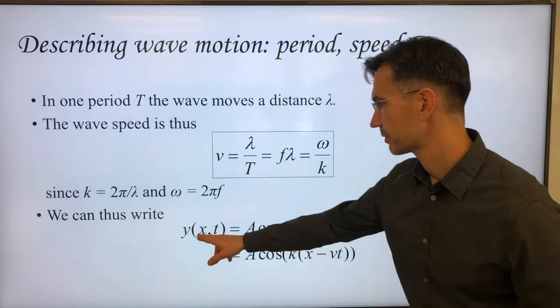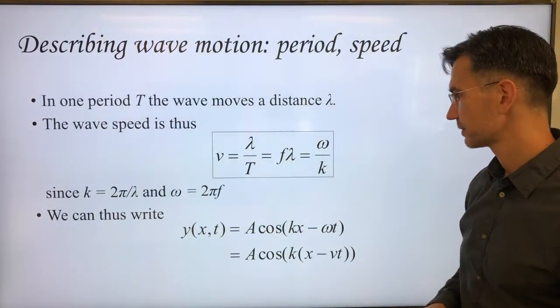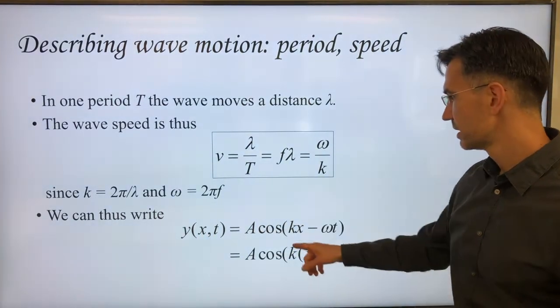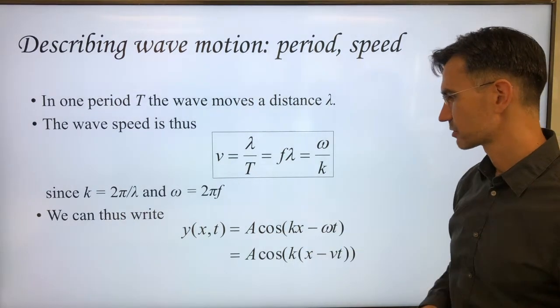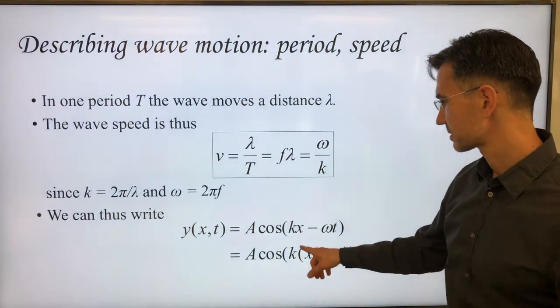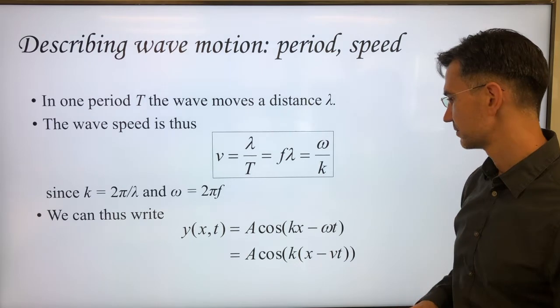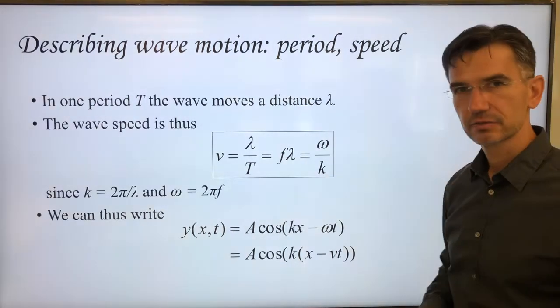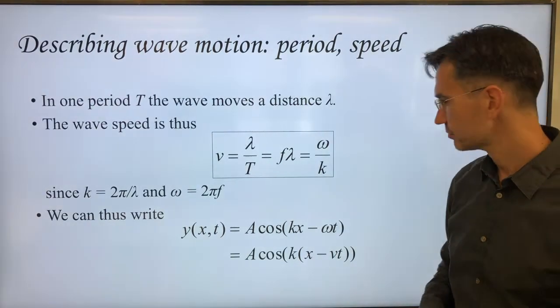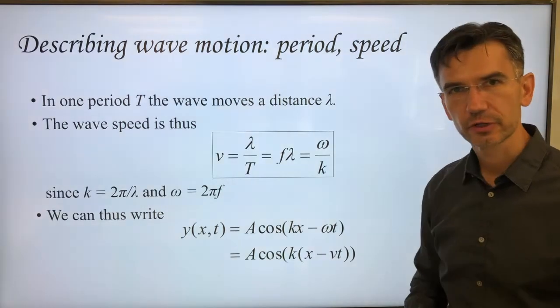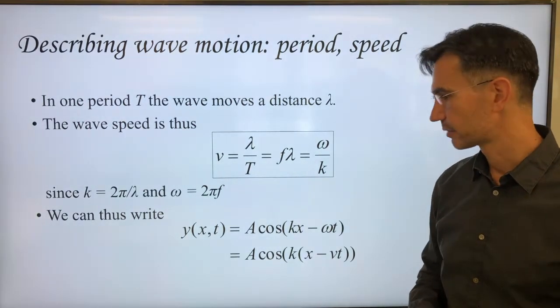So then we can actually write our expression for the wave, for the displacement in the vertical direction. This was the expression that we originally had. We can actually just express it as k times x minus vt because of these relations here. So this is a different kind of general expression for a propagating wave.